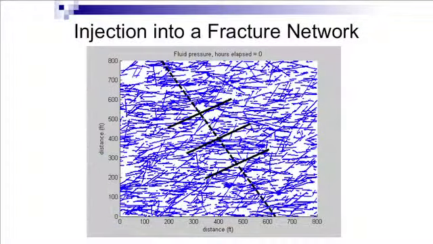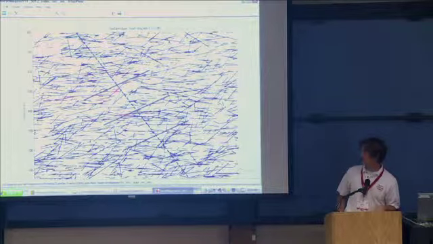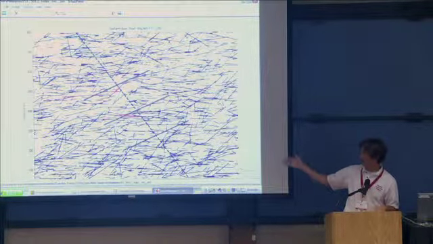There are other things in this movie, like the permeability evolving and the fluid pressure propagating out from the injector well. The second movie here is a fracture network, and those are the three solid black lines. First, I'm going to inject into the upper left fracture, and then into the middle fracture, and then into the bottom right fracture.